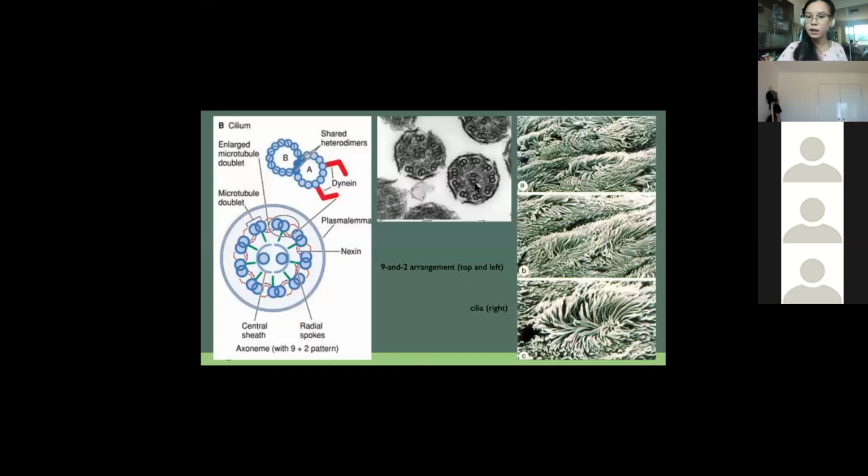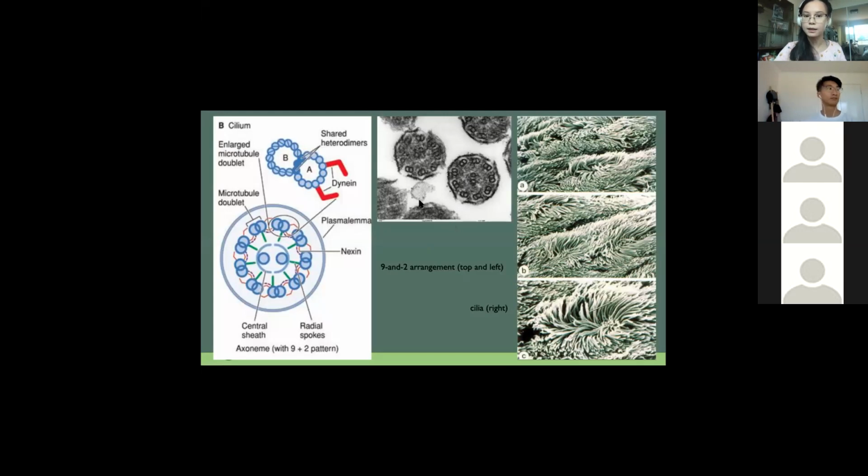So each tubulin microtubule fiber will form up or join up with another one to form a dimer, which you can see over here. And there will be a ring of 9 dimers on the outside and then 2 microtubule fibers on the inside. So you can see that there's a 9 and 2 arrangement.